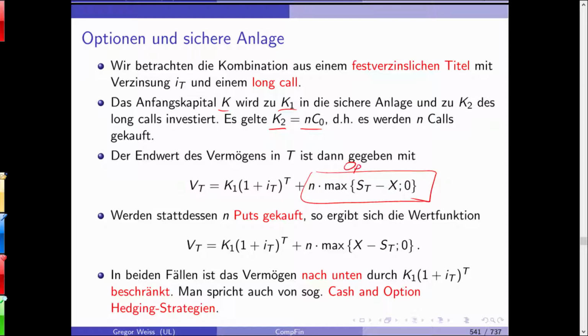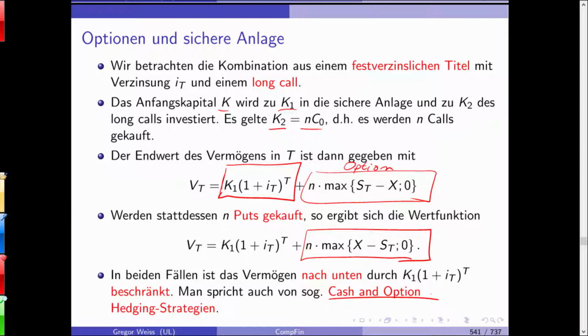This is the option. And K1 appreciated with the interest rate you're getting, IT. If instead you buy N puts, you get N times the payout profile of a put. In both cases, your investment is bounded below by the payout of your risk-free investment, and this is what is referred to as a cash and option strategy.